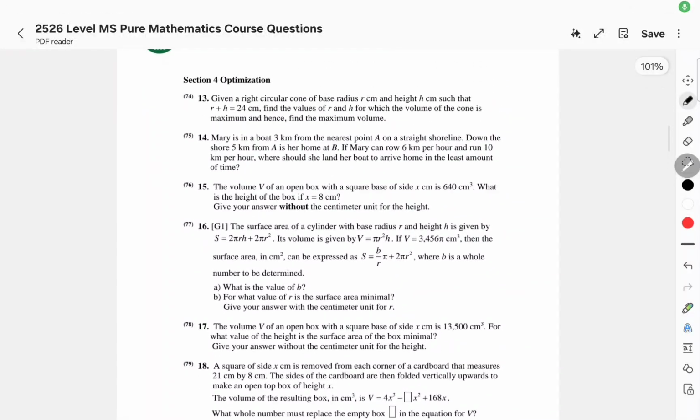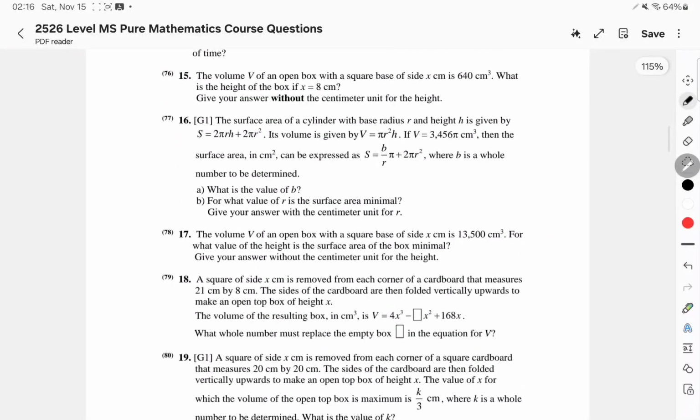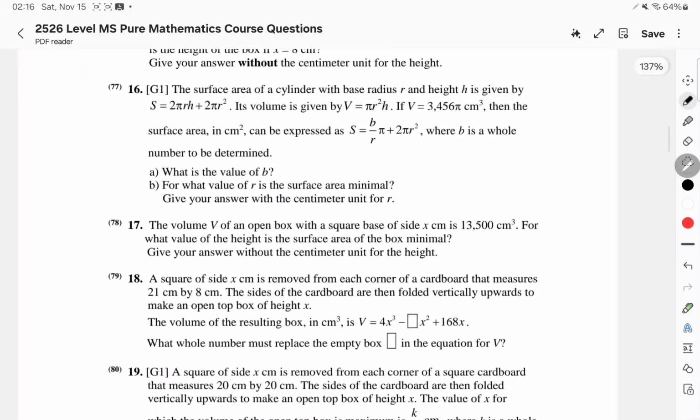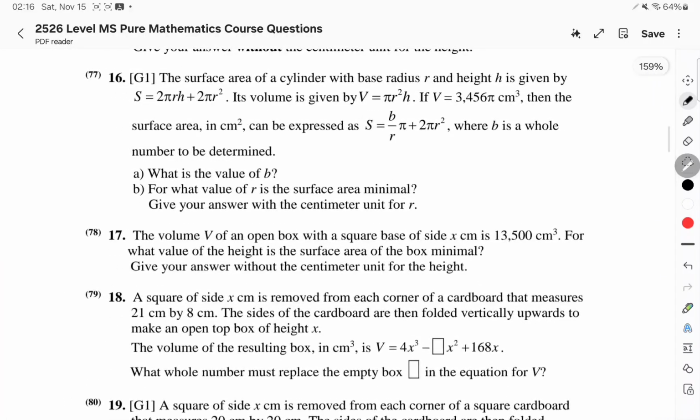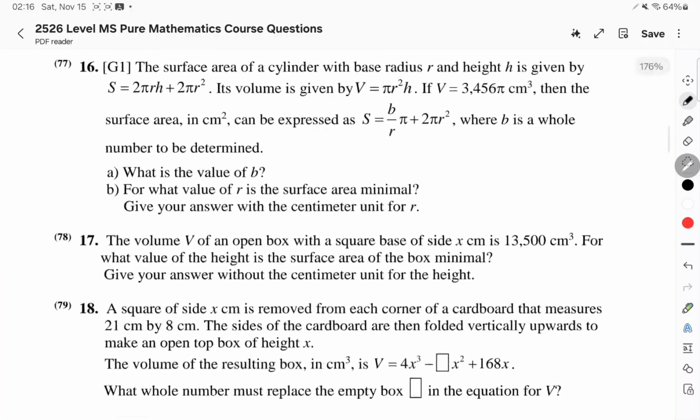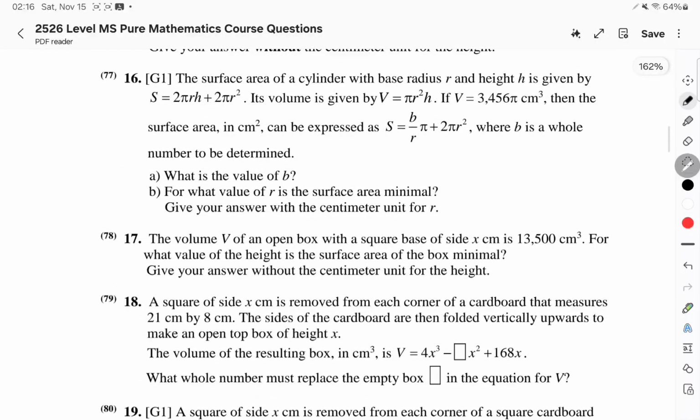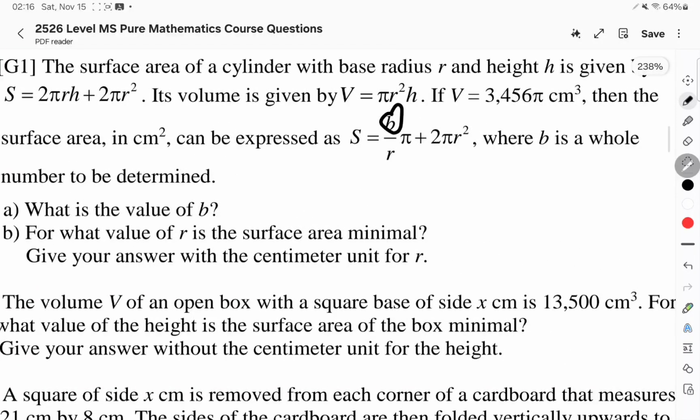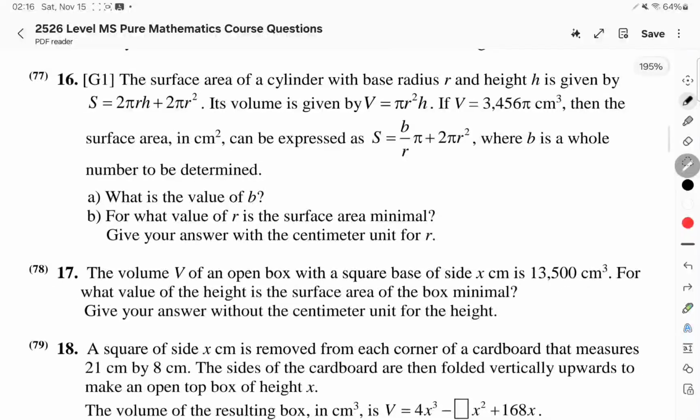So let's begin. We have grid questions G1, and let's begin here. The surface area of a cylinder. Okay, this is simple stuff. First, they gave us the surface area in terms of R, but there's one missing value here. First, we'll get H in terms of R.